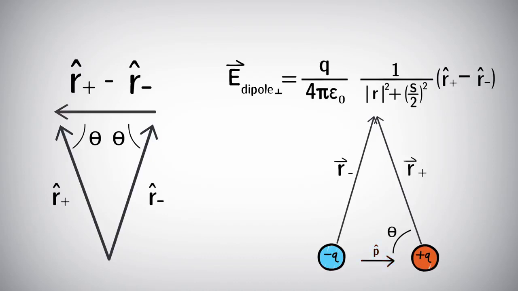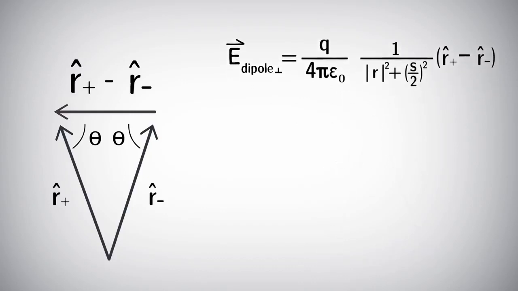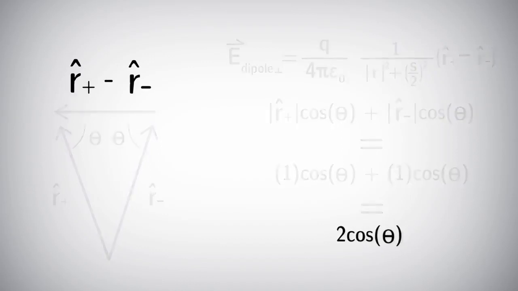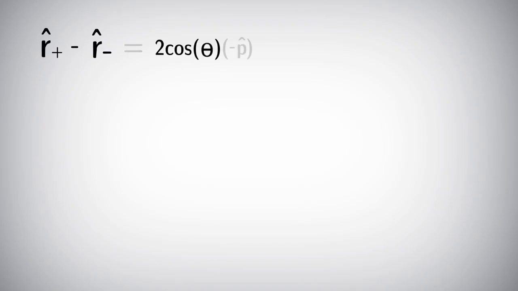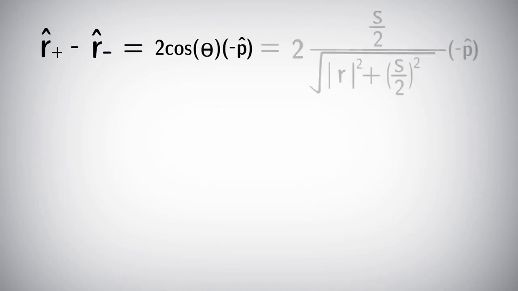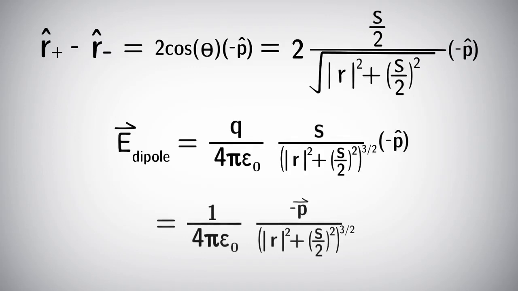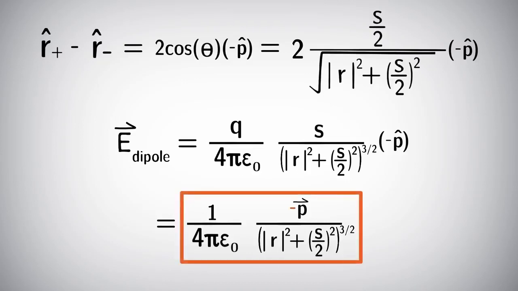And with a little trigonometry, we can see that the magnitude of this vector subtraction is given as shown. Now, we can use our earlier result for cosine theta to write the difference in these unit vectors as follows. And therefore, our expression for the dipole electric field on the perpendicular plane becomes as shown, where we use the fact that the magnitude of the vector dipole moment is the product q times s. Notice that the dipole E field on this plane always points in the direction opposite to the direction of the vector dipole moment p.